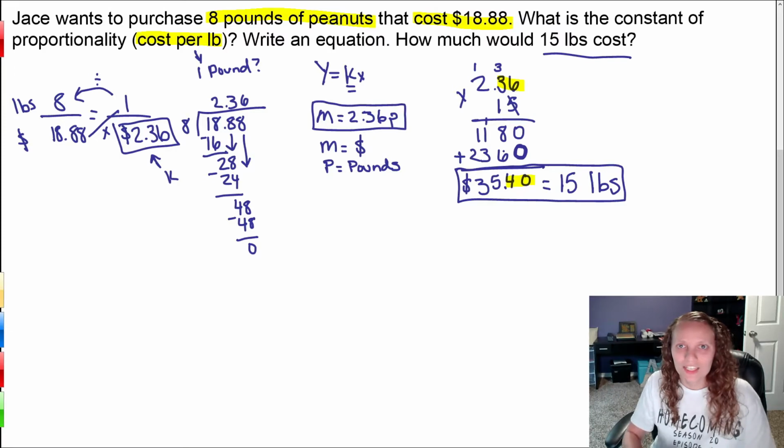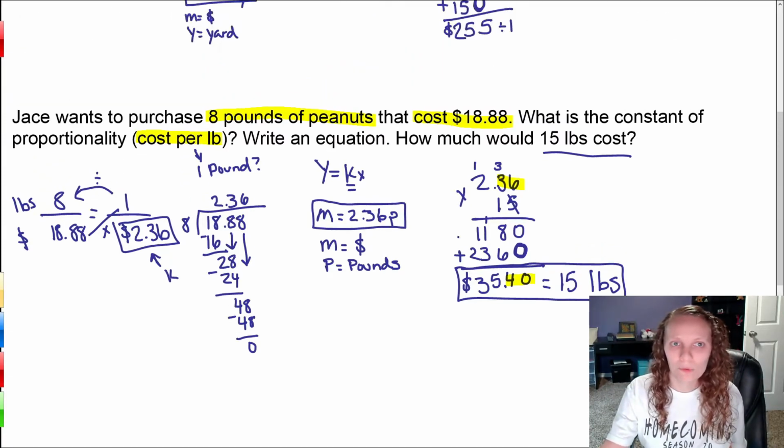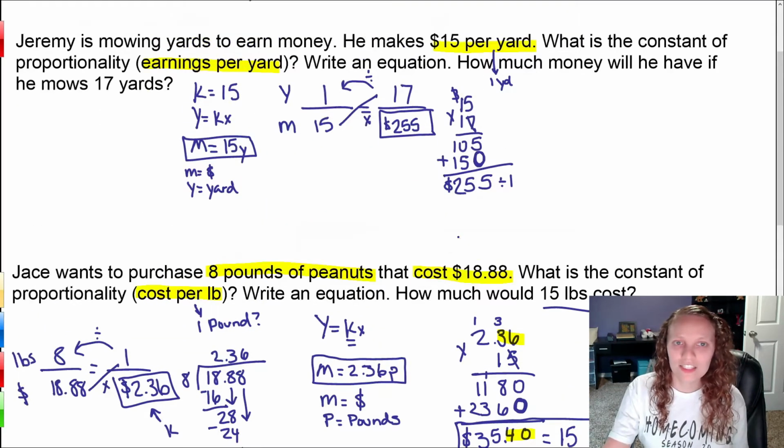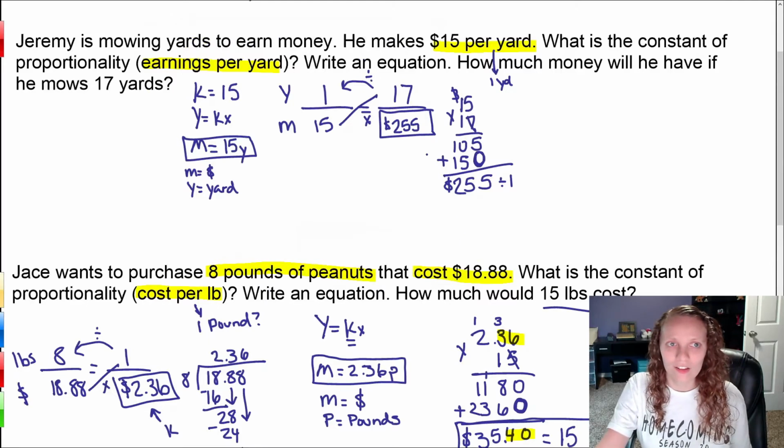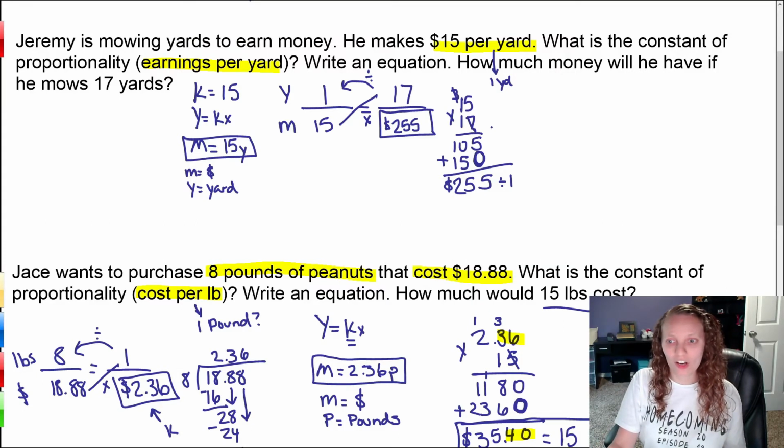Okay guys, we looked at 2 different word problems. We were able to identify the constant of proportionality. We were able to write an equation, and then we were able to predict for 17 yards or 15 pounds.